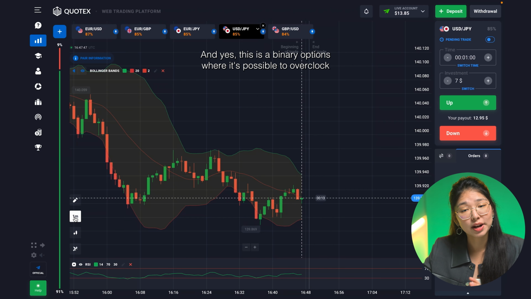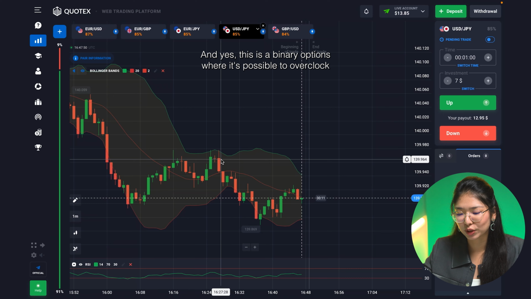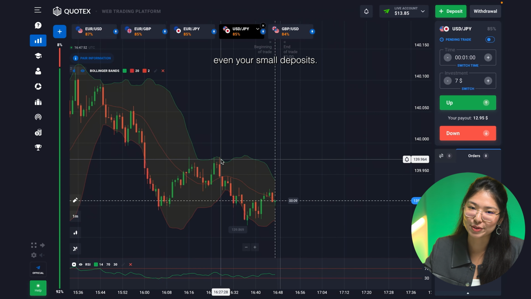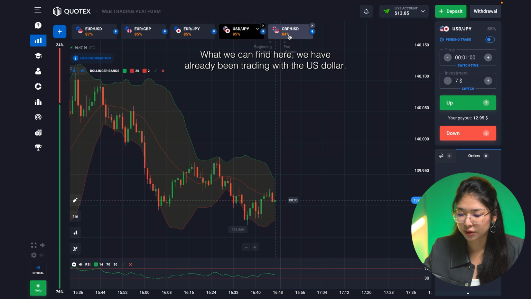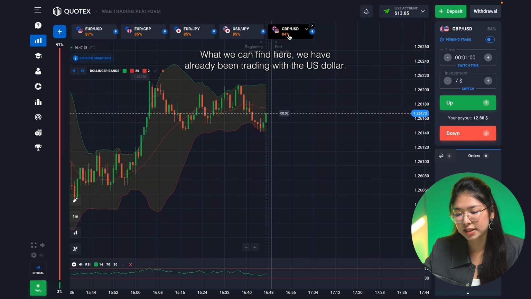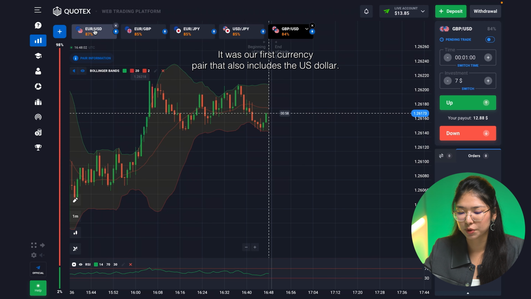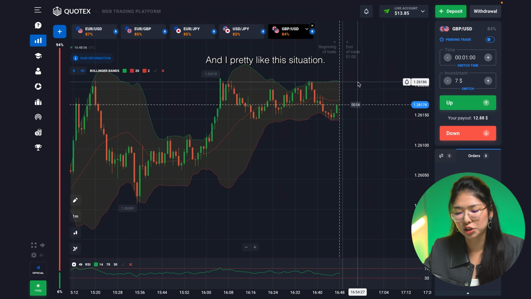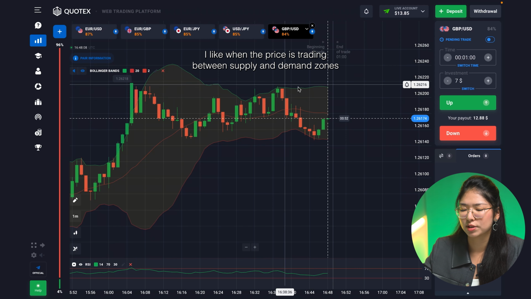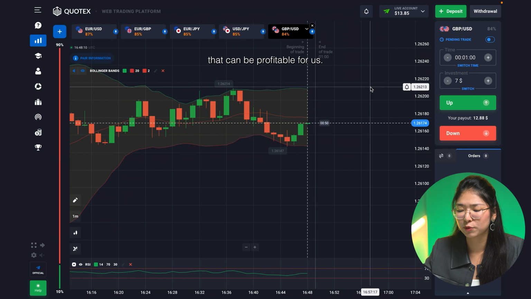So yes, this is a binary options where it's possible to work even with your small deposit, guys. So let's move on. Great Britain pound and US dollar. What can we find here? We have already been trading with the US dollar, and it was our first currency pair that also includes the US dollar. And I like the situation pretty much. I like when the price is trading between supply and demand zones, that can be profitable for us.